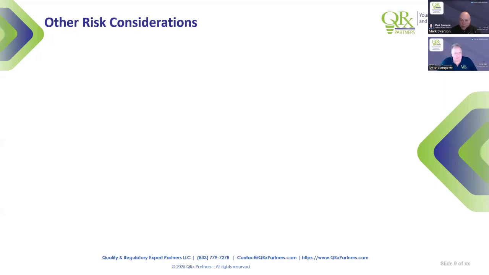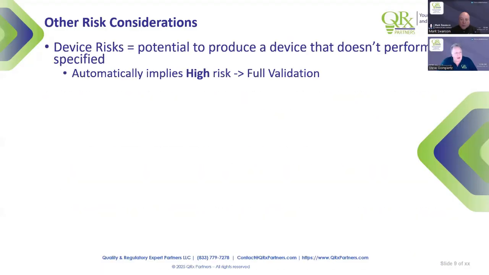And as I mentioned, the idea was to create this framework based on risk. So some of the other things to consider, you do have to consider the device, and the ability for your systems to impact the performance of your device. So device risks have to be identified. Could your system in some way lead to a device that can't perform or doesn't perform as specified? If the answer there is yes, they've said basically this is an automatic do not pass go. This is your highest risk type of system, and you're going to have to do full validation on that kind of system. We'll talk about the types of validation and assurance activities a little bit later.